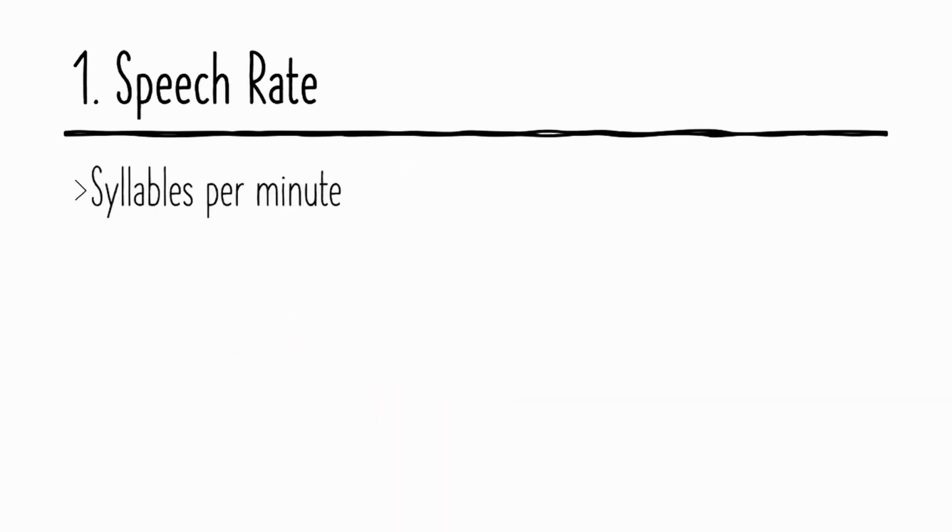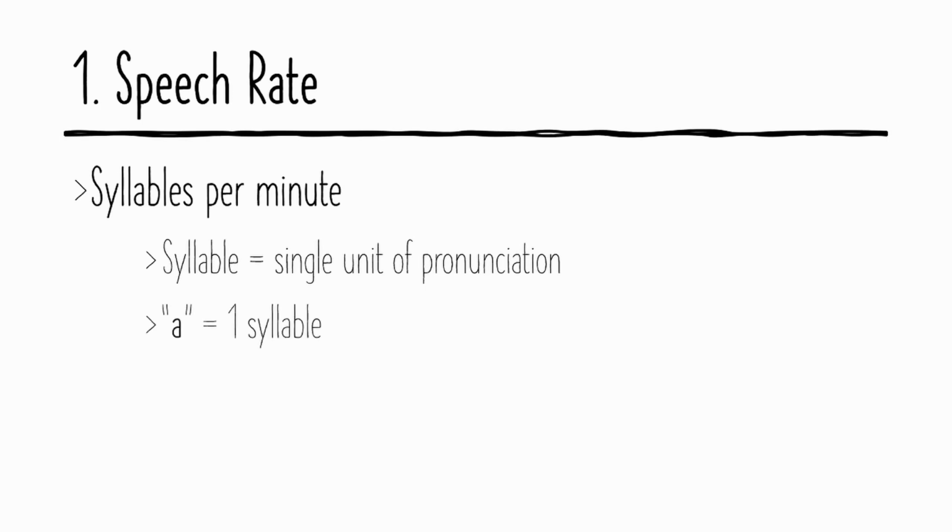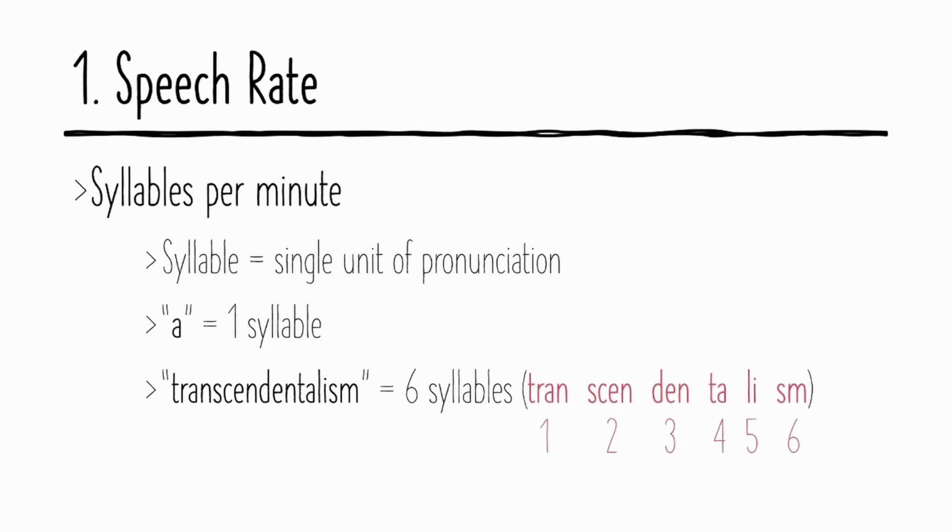Instead, we can measure syllables per minute. A syllable is a single unit of pronunciation. Any part of a word that requires a shift in pronunciation is a new syllable. "And" is 1 syllable. "Transcendentalism" is 6 syllables. So the best way to accurately measure speech rate is by syllables per minute. But words per minute will also work for a quick measurement.